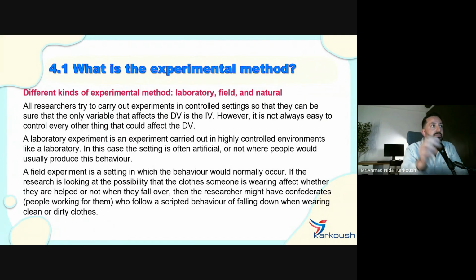It's not easy. A lab experiment is an experiment carried out in a highly controlled environment, like a laboratory. In this case, the setting is often artificial or not where people would usually produce this behavior. A field experiment is a setting in which the behavior would normally happen, if the researcher is looking at the possibility that the clothes someone is wearing affects whether they are helped or not when they fall over.